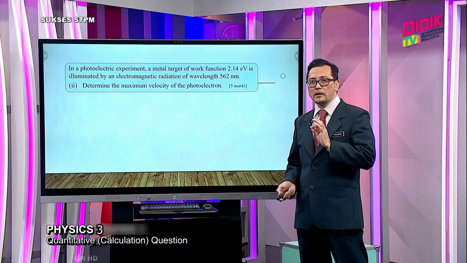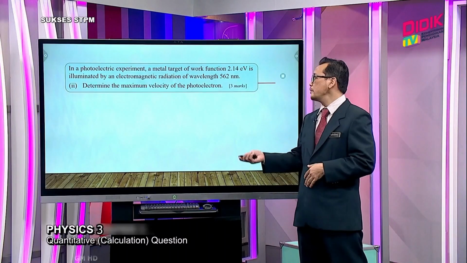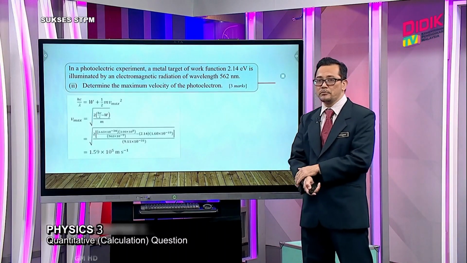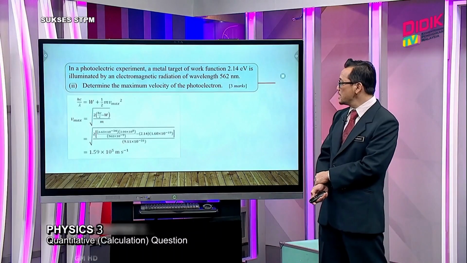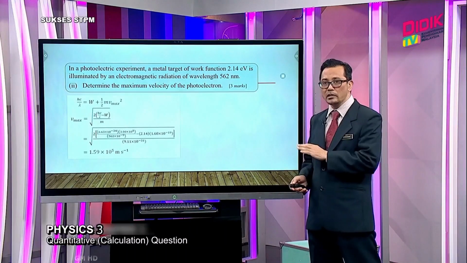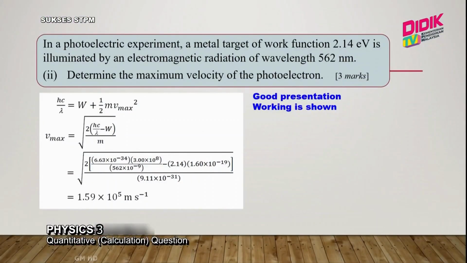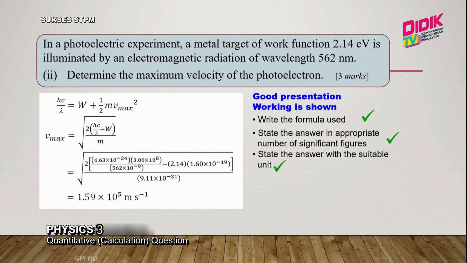We see fraction 2. That means the maximum velocity of the photoelectron. Now, let's look at these examples. In this solution, you can see that the working is arranged very well. It's organized perfectly. So it is a very good presentation of working, where we can see there is a formula written, very good substitutions, and the answer is written in the appropriate number of significant figures and also in the suitable units.